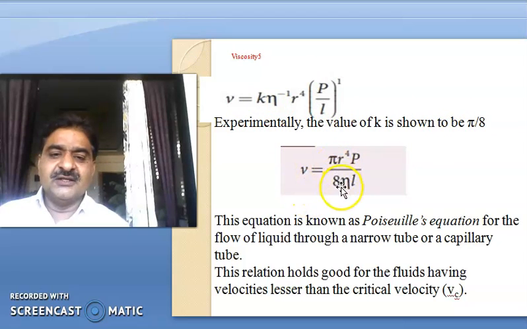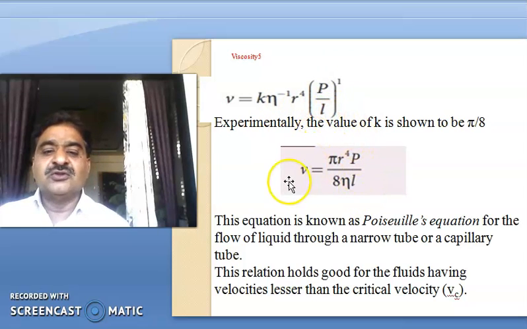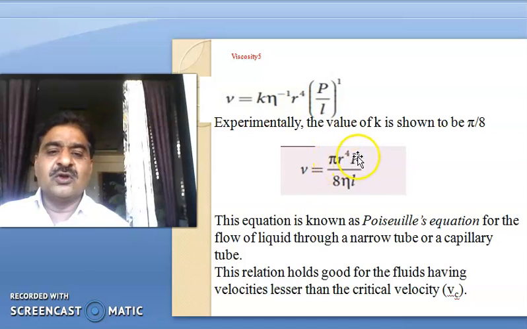So let us substitute volume per unit time is equal to 5 by 8 here like this. Eta raised to minus 1 is there, so it is taken in the denominator, upon eta. R raised to 4 numerator as it is. Here P raised to 1, P as it is, and L is taken below. Already it is in the denominator. So volume per unit time is nothing but 5 R raised to 4 P upon 8 eta L.